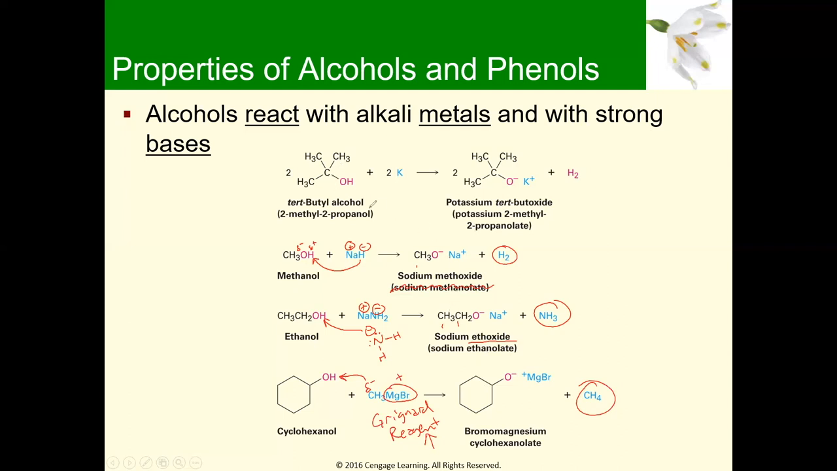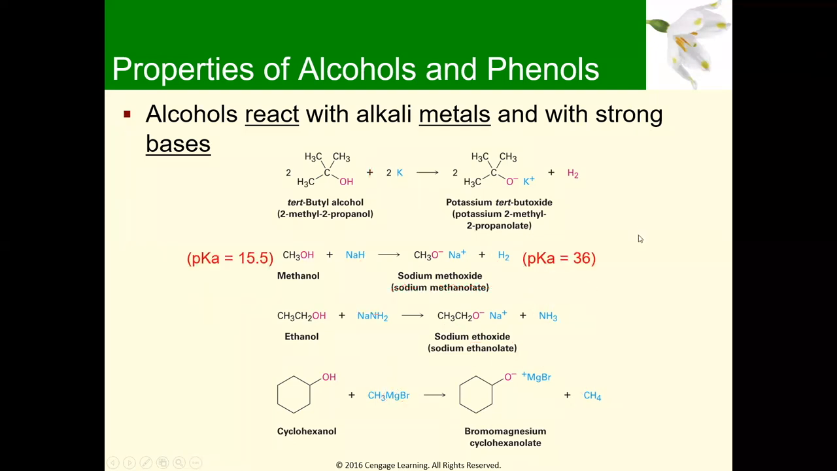Okay, so that's just, again, some examples of alcohols reacting with alkali metals, like in the case of potassium, or with various strong bases. Hydride is a strong base, amide is a strong base, and the carbon in a Grignard reagent acts as a strong base. Okay. Oh, and again, if you want to write these down, I would encourage you to do so. You could still follow that principle that we talked about before, how nature's going to favor the side that is the weaker acid, which is evident in the size of the pKa.